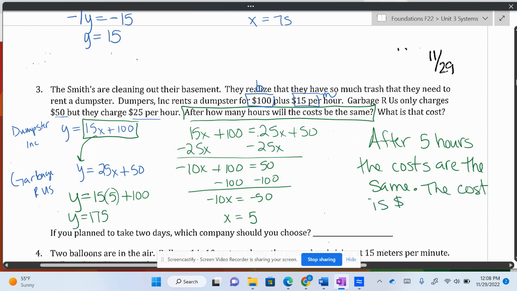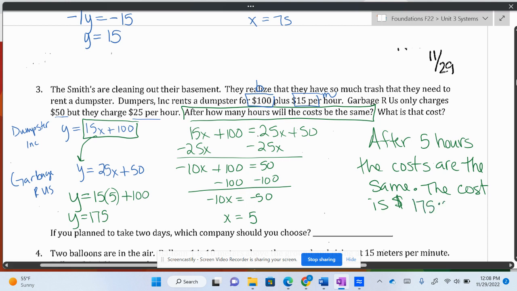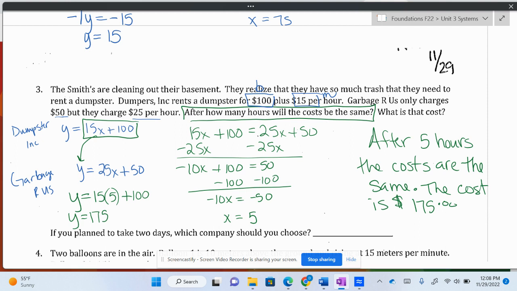Yep, 75 plus 100 is 175, right? Okay. So one of these plans is better if you use less than 5 hours of service. One of them is better if you're going to use more than 5 hours. Does that make sense? So if you were going to have it for 2 days, meaning more than 5 hours, which company would you choose? Because why? It has a lower slope, or the cost per hour is less. Does that make sense?